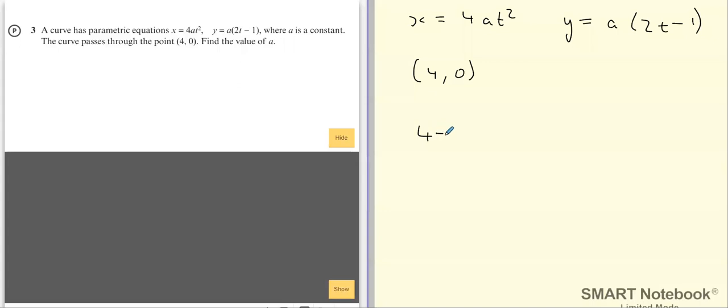So looking at this, we've got x equals 4at squared and y equals a times by 2t minus 1. And we are told that the curve passes through 4, 0. So if it passes through 4, 0, then the x coordinate must have been 4, so 4 equals 4at squared, and the y coordinate must have been 0, so 0 equals a 2t minus 1.